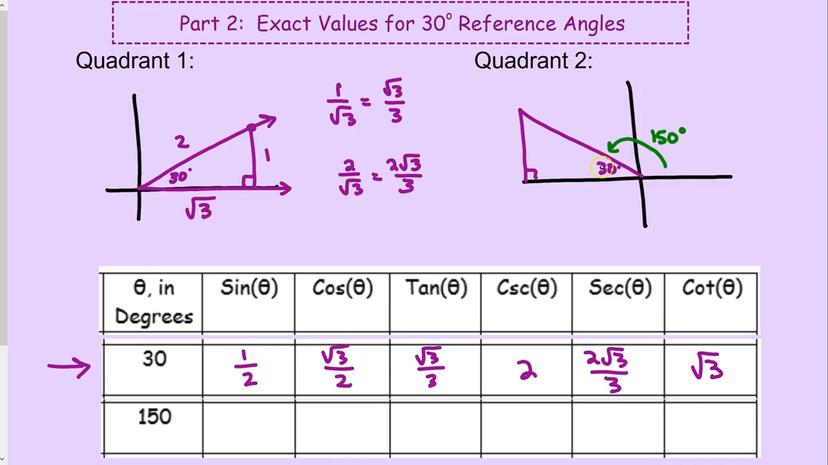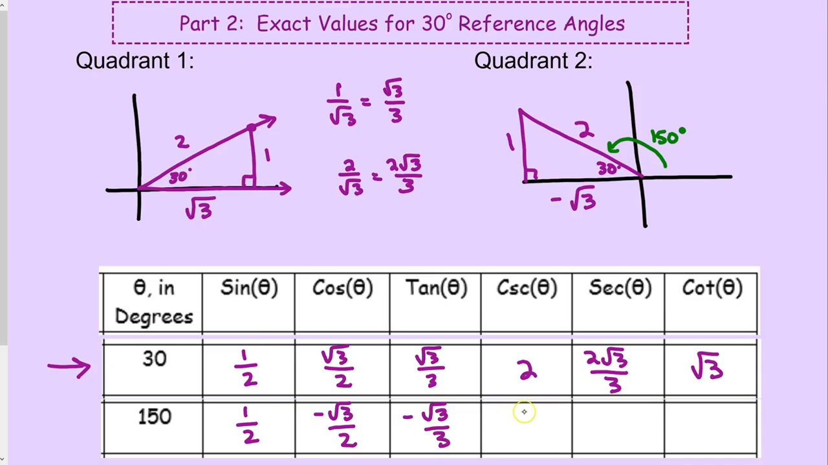So we have our 30-degree reference angle, and then in the triangle we have a 1 for the short leg. I'm going to put negative square root 3 for the long leg. The negative indicates the direction, and then 2 on the hypotenuse. So the sine of 150 degrees is 1/2, opposite over hypotenuse. The cosine is negative square root 3 over 2, adjacent over hypotenuse. The tangent is negative 1 over square root 3, so that's going to be negative square root 3 over 3.